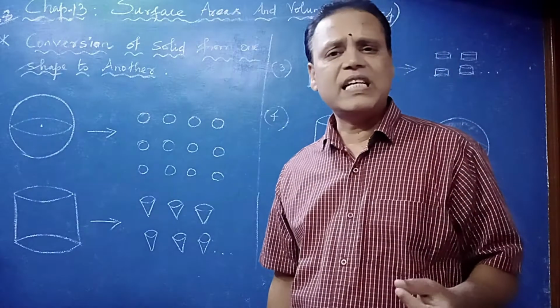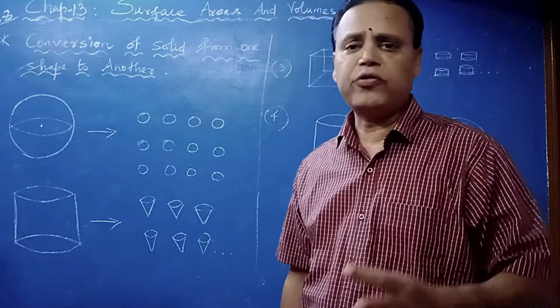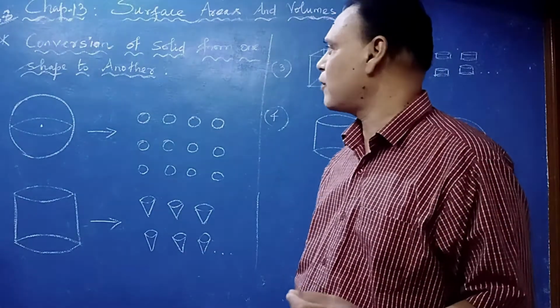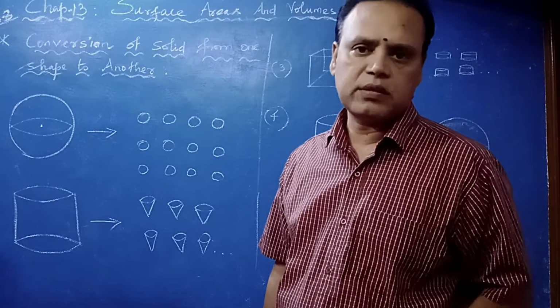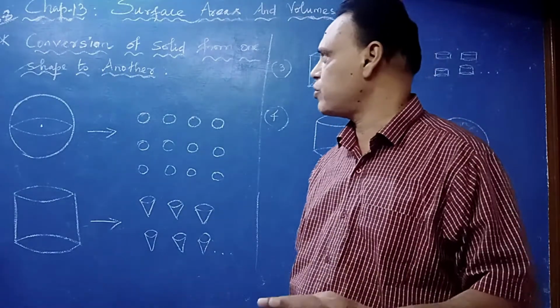Chapter 13 Surface Areas and Volumes, Part 4. In this part we are going to see conversion of solids from one shape to another shape.